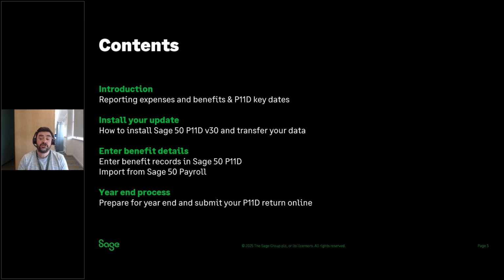So we'll look at the steps to prepare for year-end and then to produce P11Ds and your employer declaration, the P11DB, and then how to submit that information online to HMRC. We'll then look at some of the further support available and we'll try and stick around to give you a chance to ask any of your final questions.